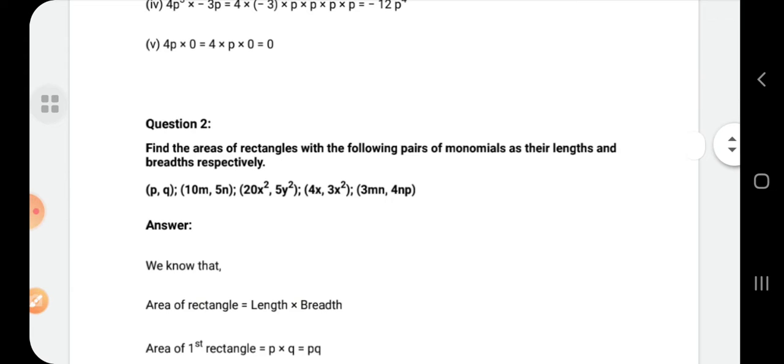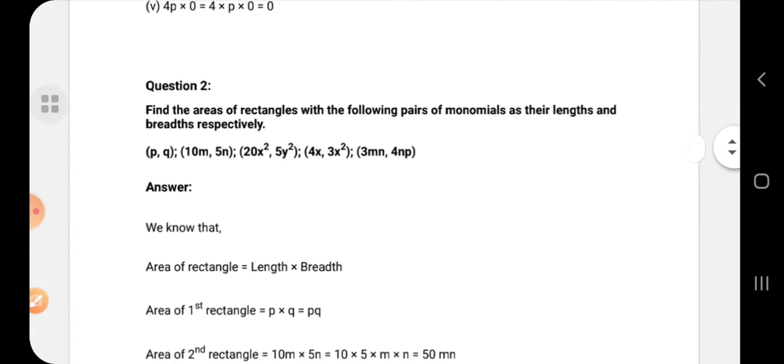So basically we have to do the multiplication in the first question. Second question is the area of rectangles. We are given the length and breadth of these rectangles, and we know that the area of a rectangle is length into breadth, that is the product of length and breadth. Here length is p and breadth is q, so what is the area? p into q, that is pq. 10m and 5n are length and breadth, so the area will be 50mn.